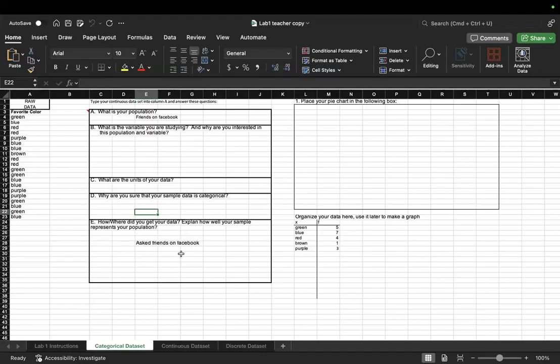So here, how did you get your data? Just tell me. And I don't care about this second question here. Explain how well it represents your population. I don't care about that, but I do want to know where you got your data. I asked my friends on Facebook. You can say, I went to NFL.com. Say, I opened a bag of M&Ms and dumped them out. Whatever you did to get your data, that's what you're putting there.